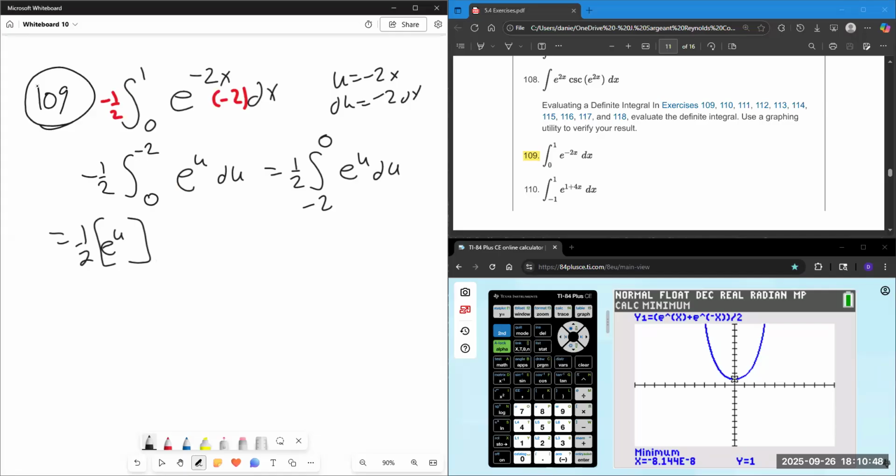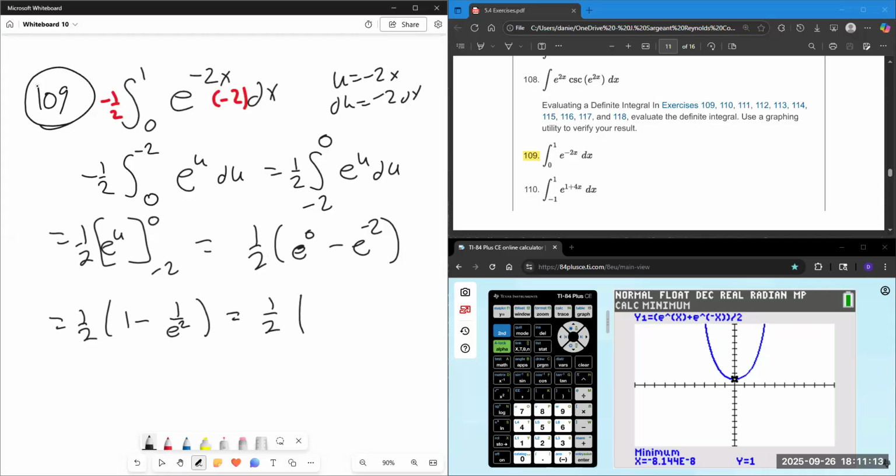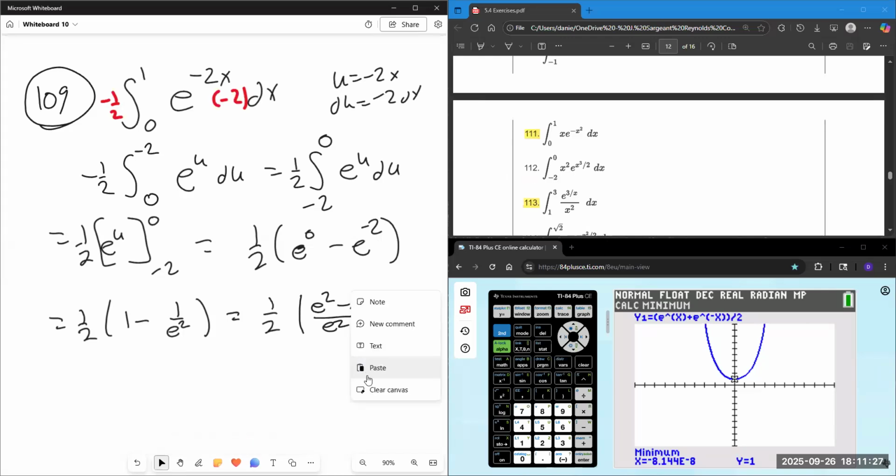-2 to 0, meaning we have 1/2 of e to the 0 minus e to the -2, which will be 1/2 of 1 minus 1 over e squared, or 1/2 of e squared minus 1 over e squared. And that's that. Let's look at 111.